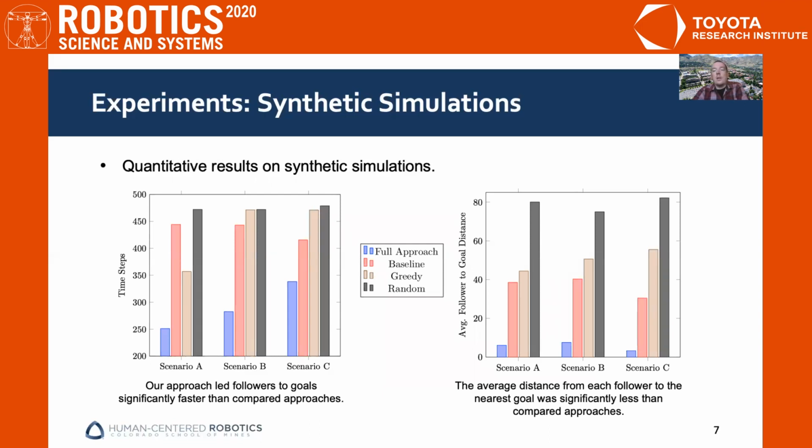Here, we present quantitative results from a repeated simulation. We consider 3 scenarios with progressively larger complements of leaders, followers, and goals. Scenario A is the smallest, and Scenario C is the largest. We compared our full approach to a baseline that did not utilize or introduce regularization terms, a greedy algorithm where leaders only considered progress towards goals, and a random approach where leaders moved randomly. We see that our approach led followers to goals significantly faster than other approaches in the graph on the left, and completed simulations with a much lower average follower to goal distance in the graph on the right.